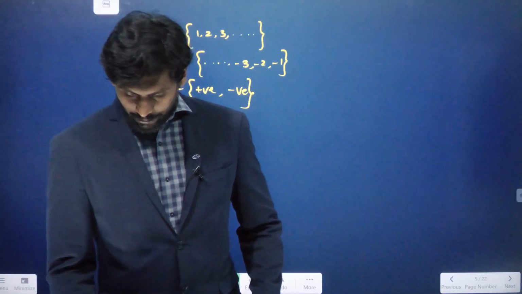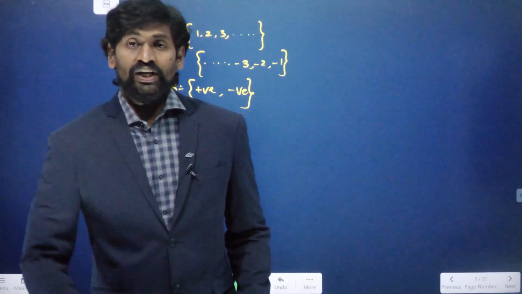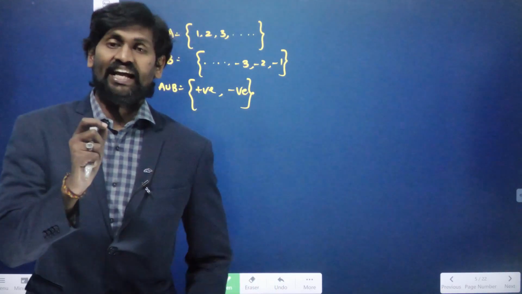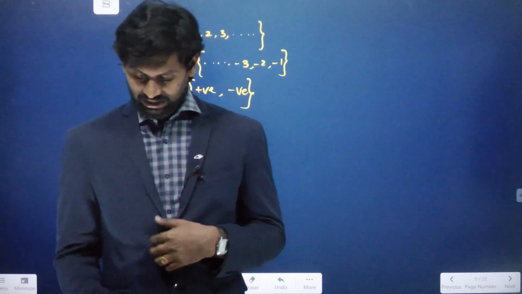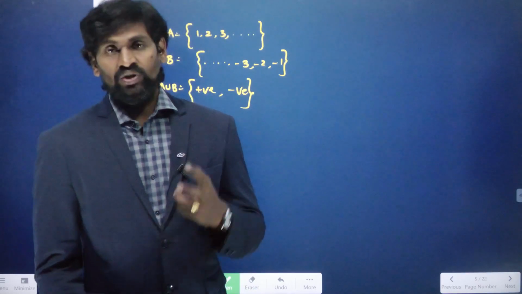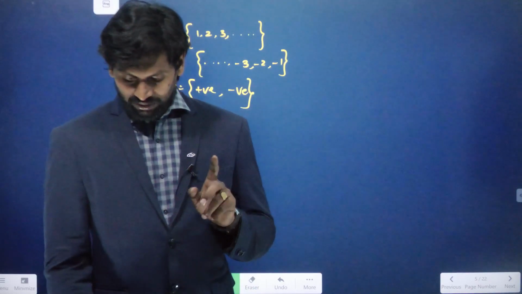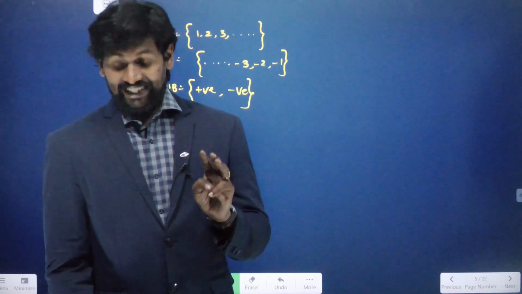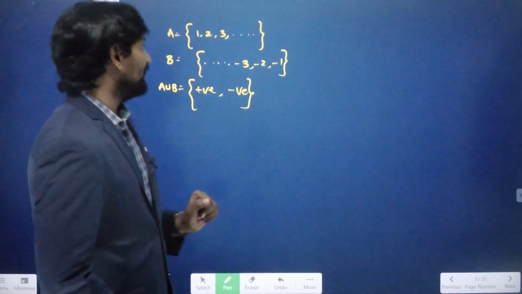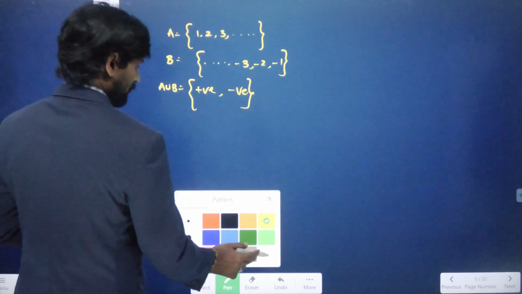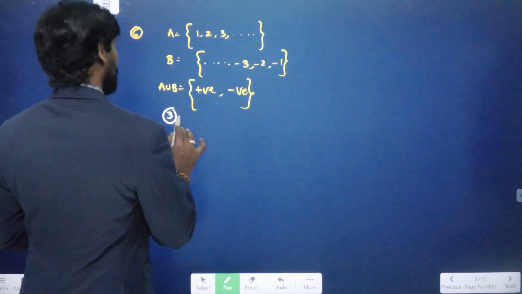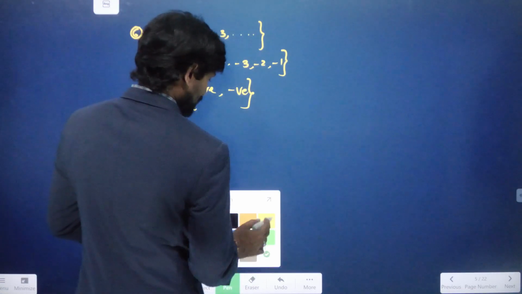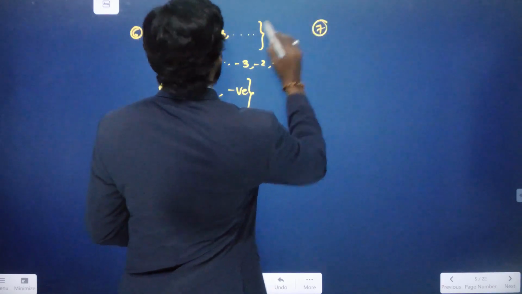0 we should not take because 0 is neither positive nor negative. So according to your options, the set of all integers is wrong because integers have 0 also as a number. Now the second option, only set 0, wrong. Third option, the set of all integers except 0. Option 3 is our required answer. Our required answer is option 3. Now let us check question number 7.